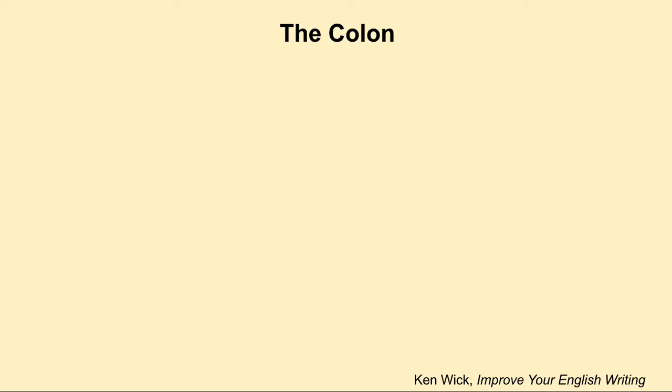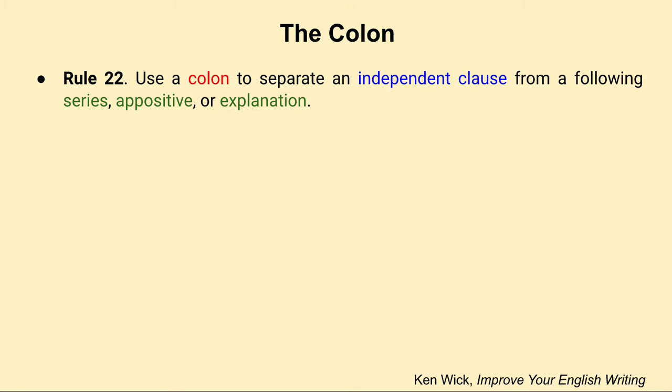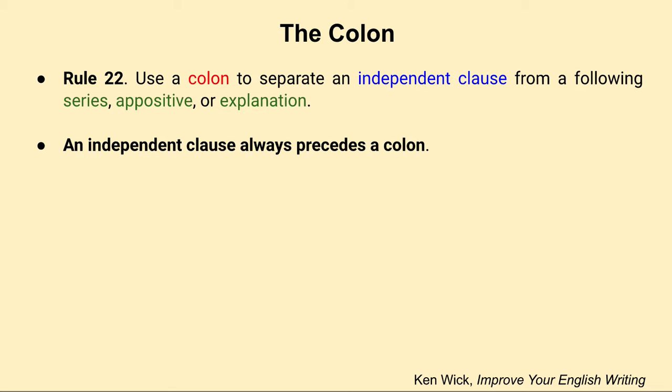So, rule number 22: use a colon to separate an independent clause from a following series, appositive, or explanation. In this bullet, I was going to make it red, but I've been reserving red for the punctuation marks. This cannot be understated: an independent clause always precedes a colon. So you always have to have an independent clause before a colon.